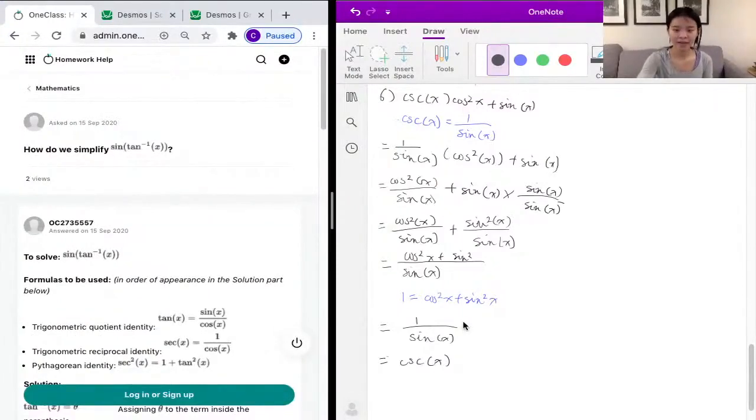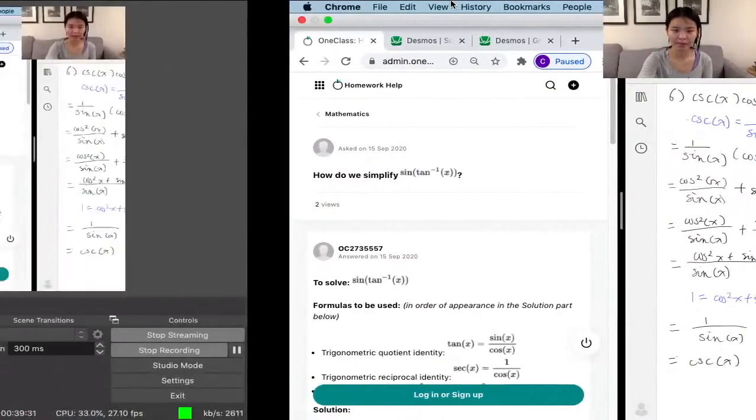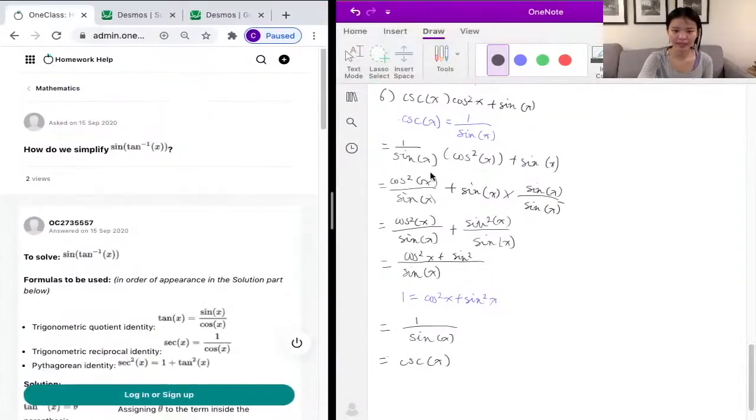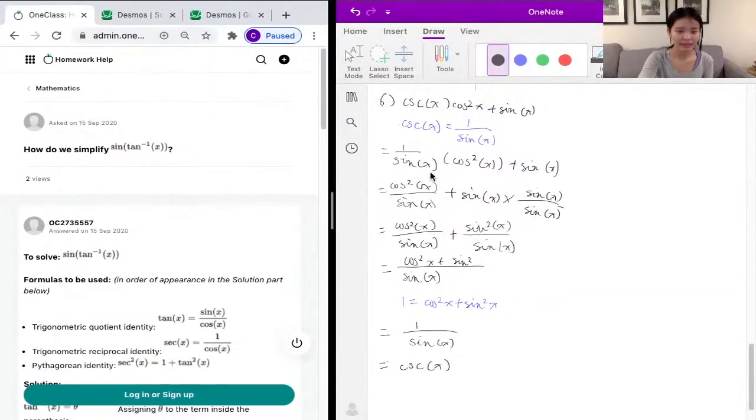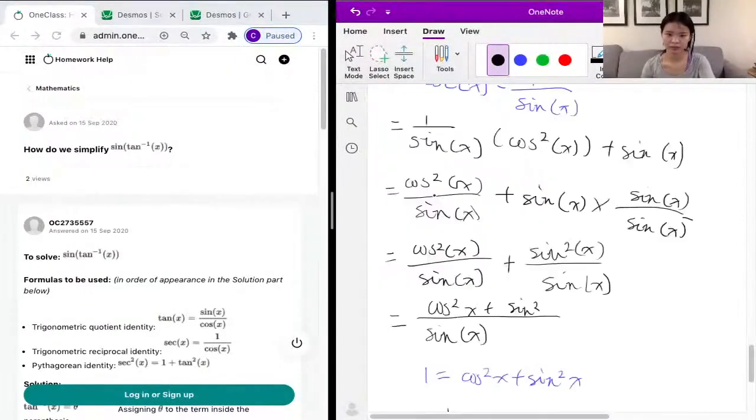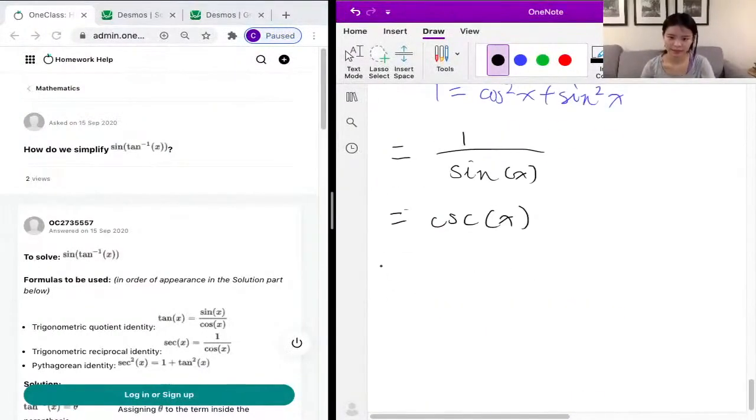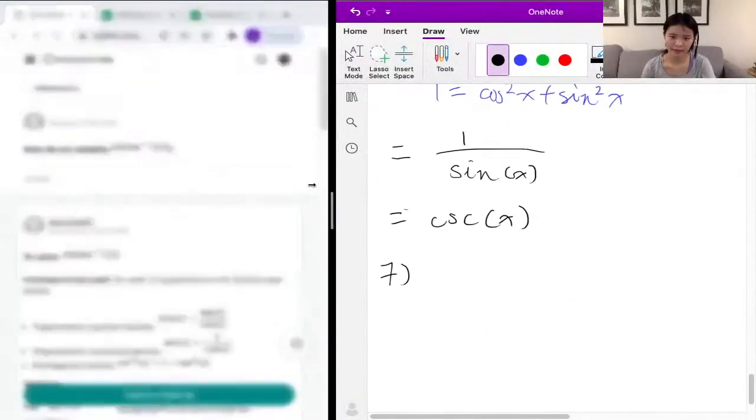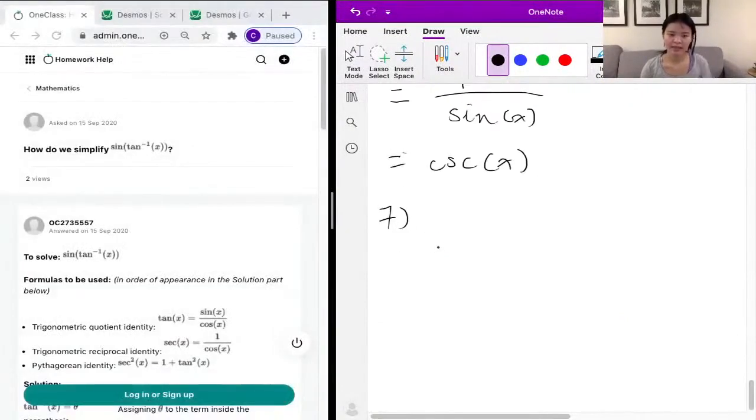All right, now let's move on to our next problem. Our next problem here just asks us, how do we simplify sine of arctan of x? Okay, so our seventh problem here asks us to simplify sine of tan inverse of x.